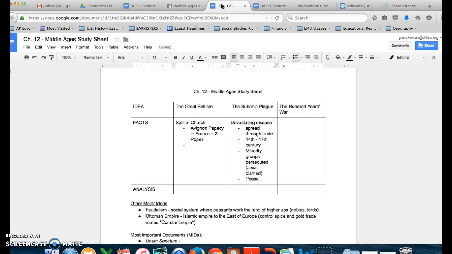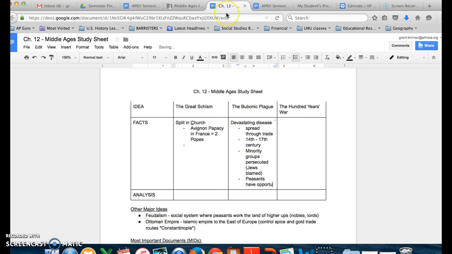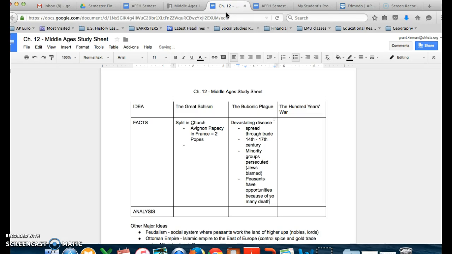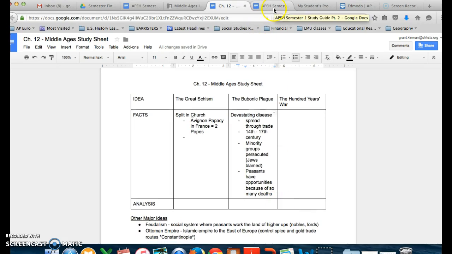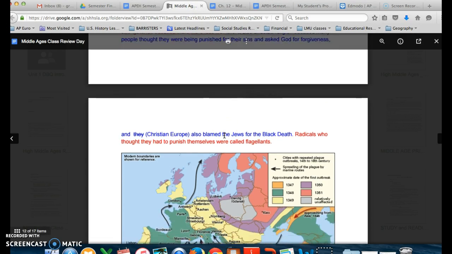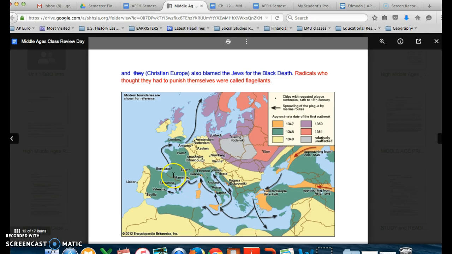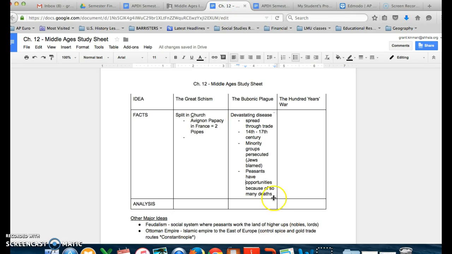Okay. What else did we say? Oh, peasants have opportunities because of so many deaths. Doesn't mean they are treated better, necessarily, but their voice will be heard a little tiny bit more. Okay. Cool. Good. And then what is this? Okay. So in 1347, it comes from the east, first through Italy. So I'm going to add a couple of things. Starts in the south.